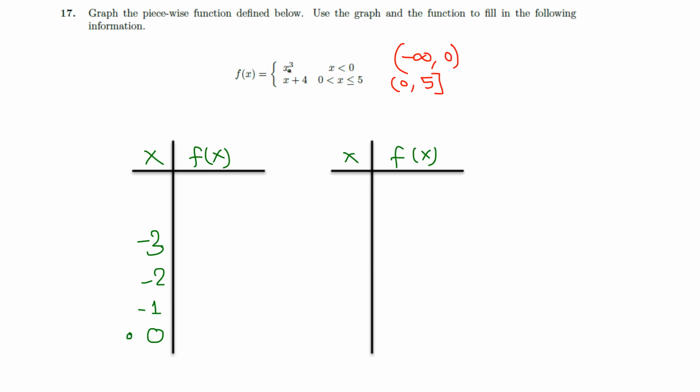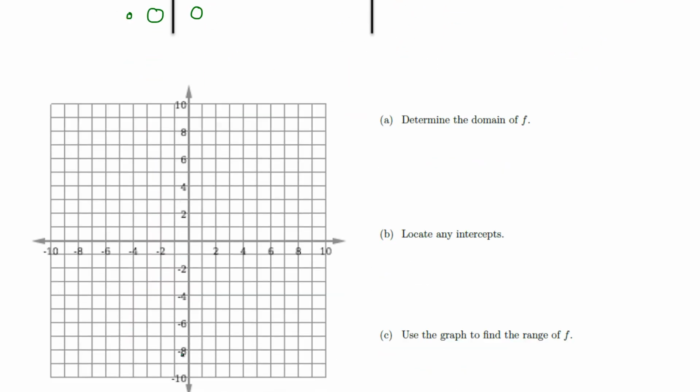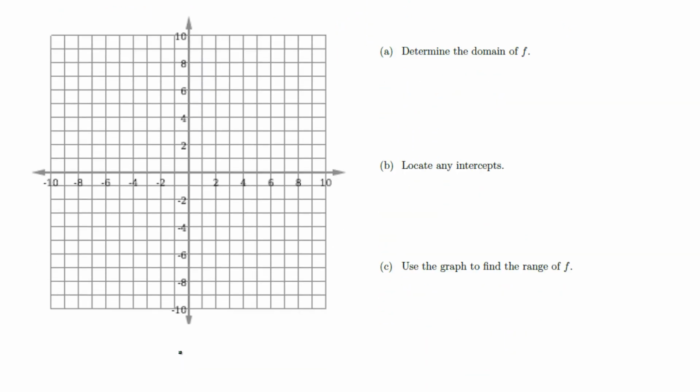Let's evaluate. It's a cubic, right? So negative 3 means negative 3 cubed. Negative 3 raised to 3. That's negative 27. Negative 2 cubed, negative 8. And negative 1 cubed, this is negative 1. And 0, 0. Okay, negative 27 is too much, we don't have room down here. So we're going to disregard that. We have room up to negative 10.